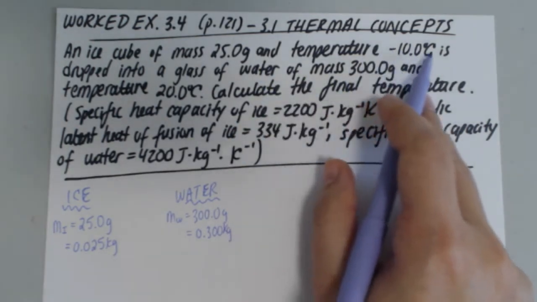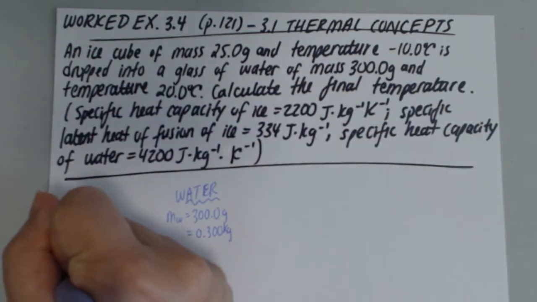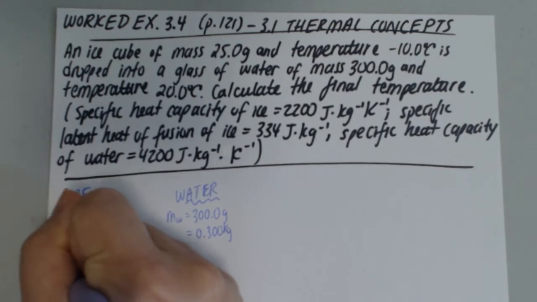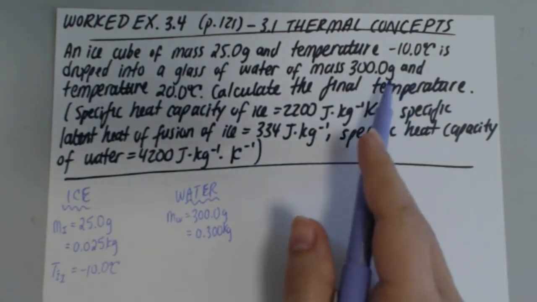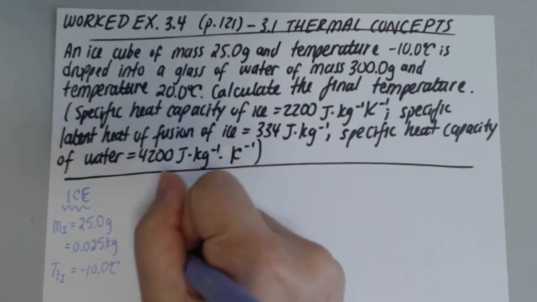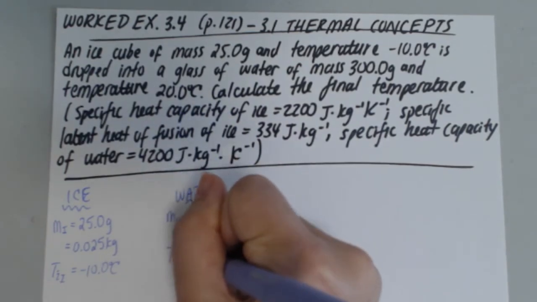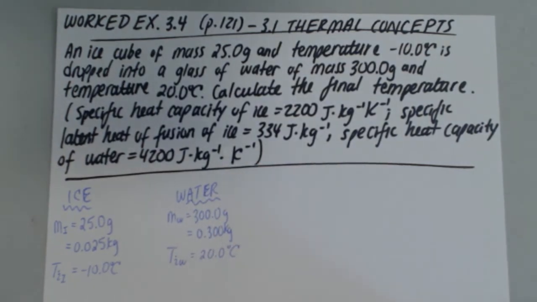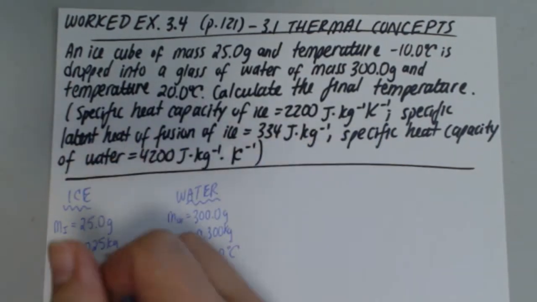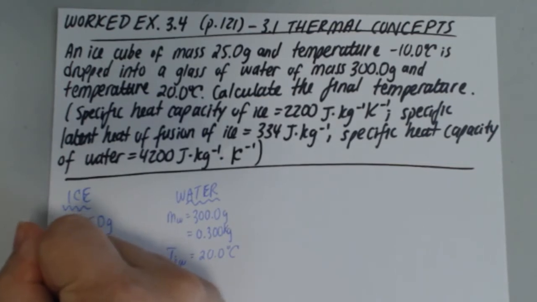Now the ice cube is initially at a temperature of minus 10 degrees Celsius. So initial temperature of the ice, minus 10 degrees Celsius. The initial temperature of the water is 20 degrees Celsius. Calculate the final temperature. Now there's a lot of stuff happening here. Let's, I guess, write down these specific heat capacities first.